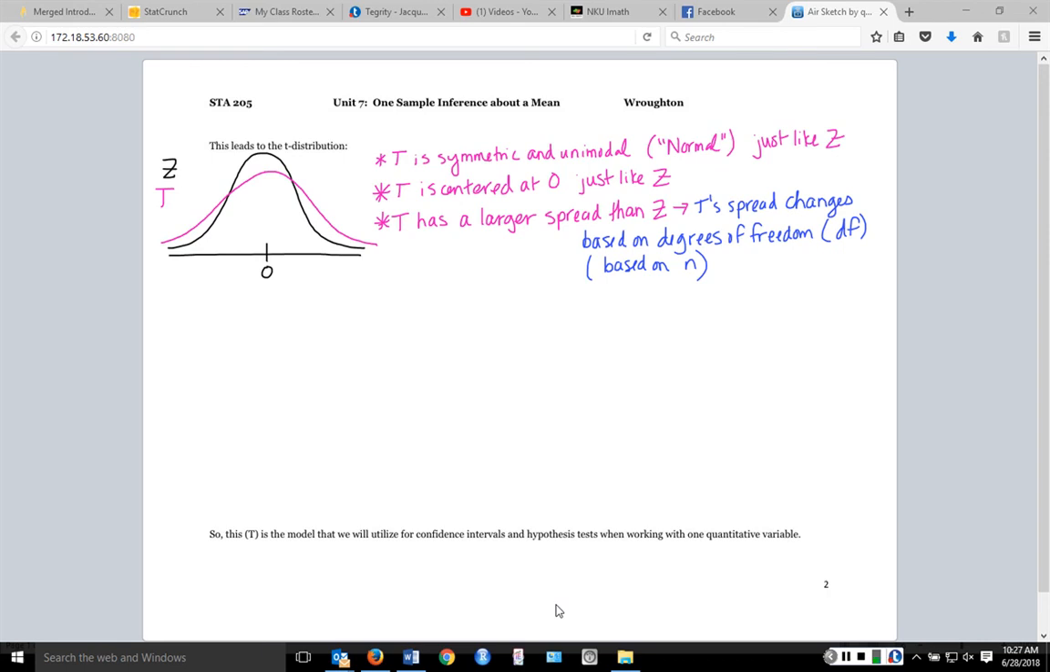So kind of to end this video, why are we even using this T? We don't know sigma. And we're going to be using S, our sample standard deviation. That's our reasoning as we dive into doing our hypothesis test in the next video.